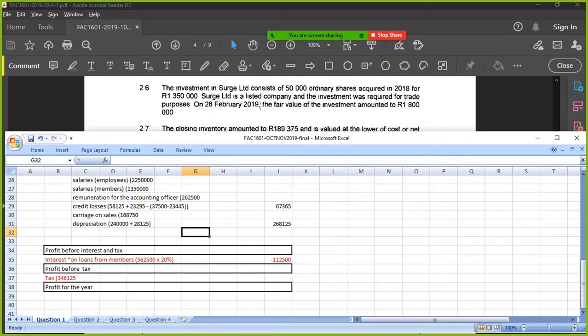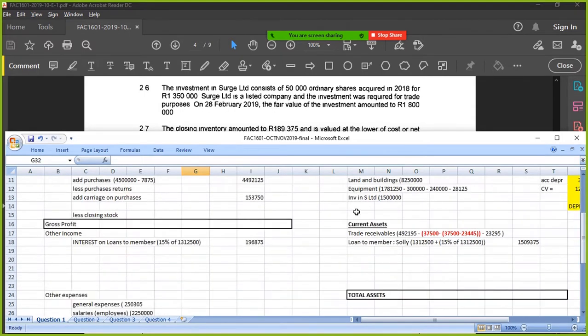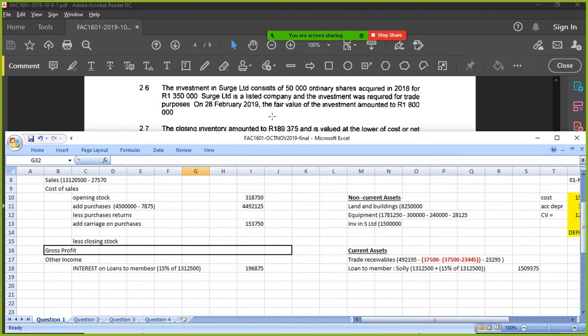Okay, the investment in S consists of 50 ordinary shares acquired on that date. So ordinary shares, where are you there? S is a listed company and the investment was acquired for trade purposes. So if it's trade purposes, it's obviously short term.